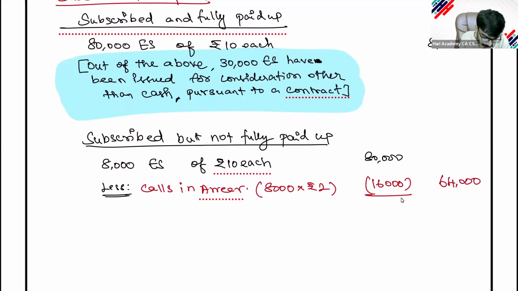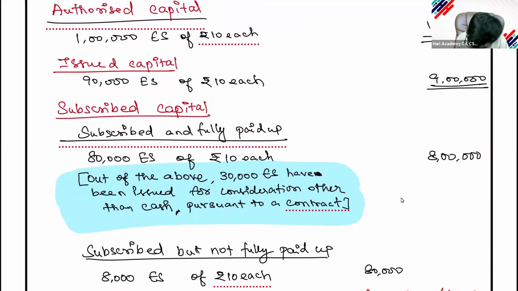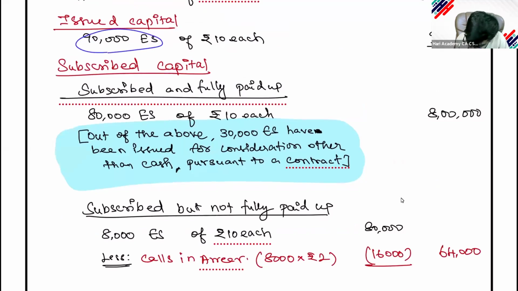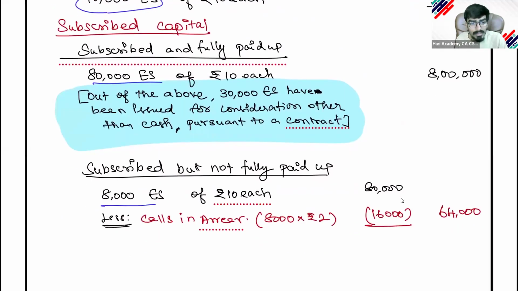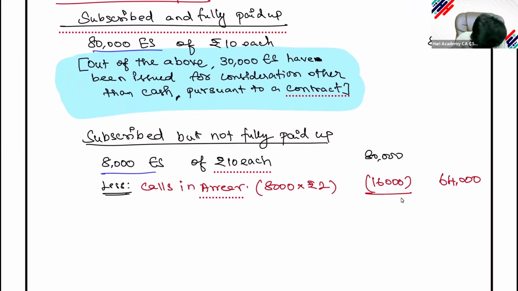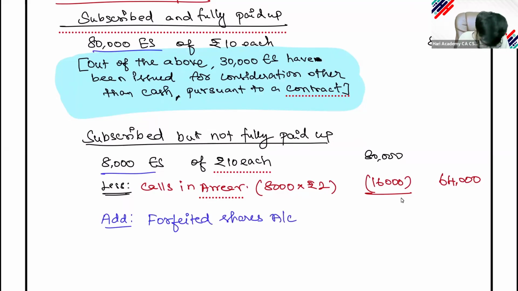64,000 immediately. Sir, why have you written only 8,000, sir? Sir, you said 90,000 equity shares, no? Out of which 80,000 is there, 8,000 is there. Where did the 2,000 go, sir? The 2,000, I treated as forfeited shares. So what should I do? Under the heading subscribed and not fully paid up, I will add, meaning I will credit forfeited shares account.